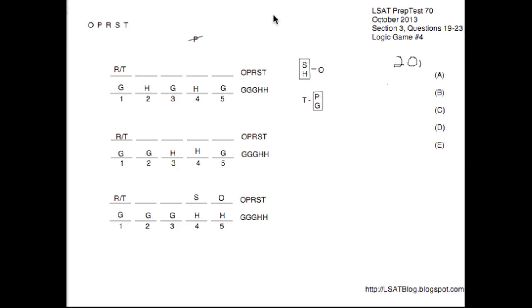Next, number 20, we have a general must-be-false question. Now they're asking us about what numbered lectures could be in which auditoriums.